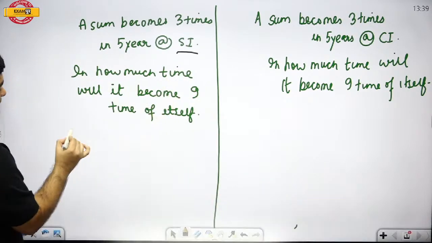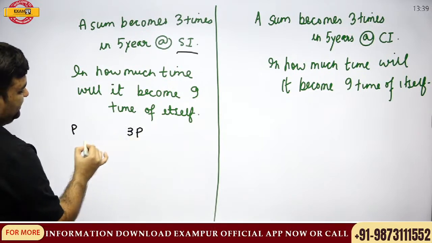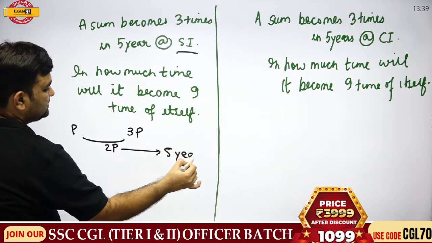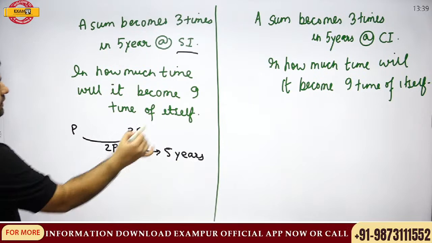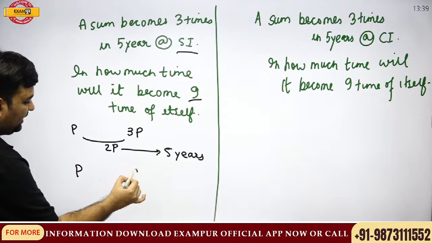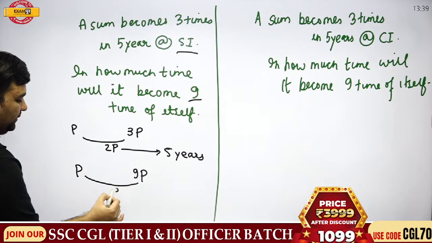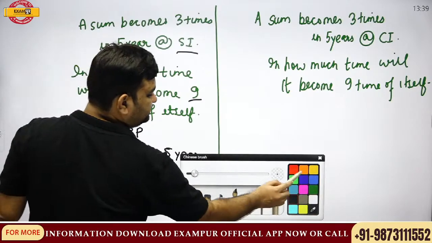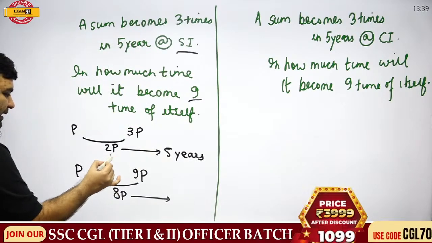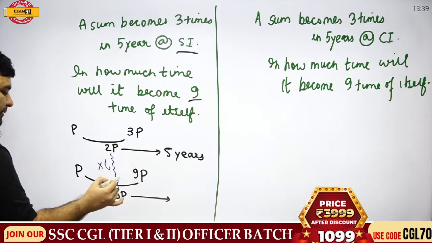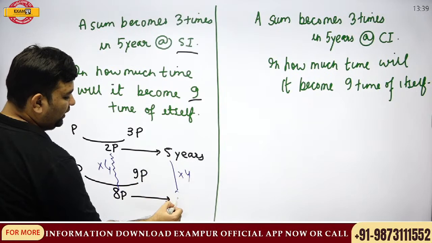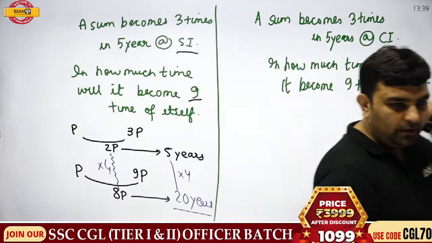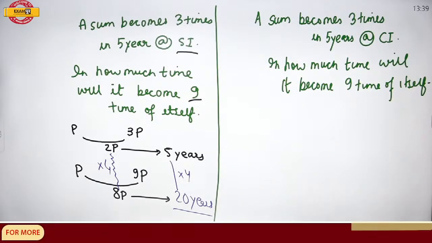For the SI, P becoming 3P means an interest of 2P in 5 years. 9 times, P becoming 9P, is an interest of 8P in how many years? If you are getting 2P in 5 years, then you will get 8P in 5 into 4, 20 years. For the first, it is 20 years.